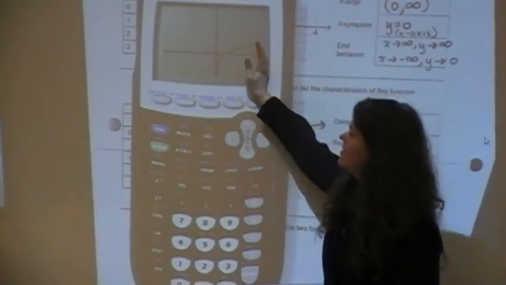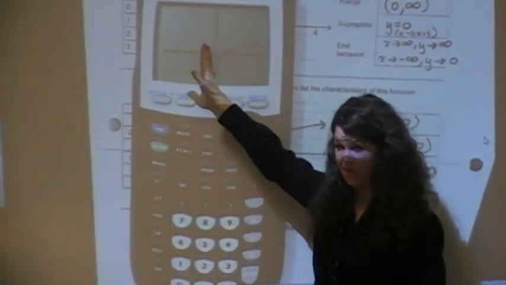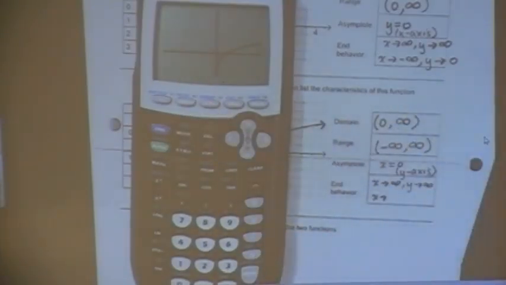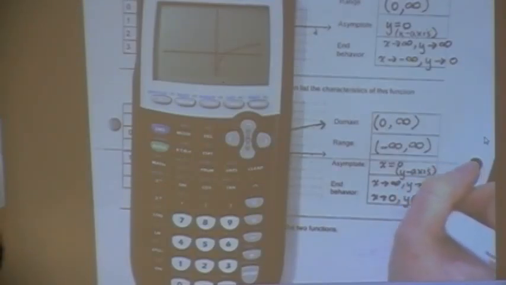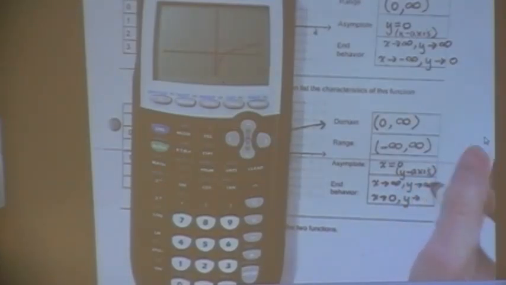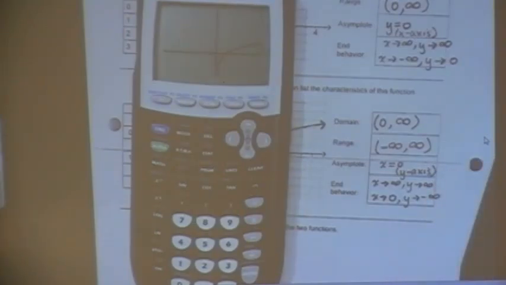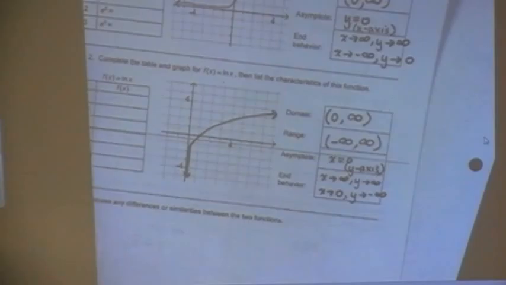Now, this end behavior is a little bit different. Because my left end behavior, x doesn't even go to infinity. As I read this graph this way, from right to left, x only goes to 0. That's as far as it can go because of the asymptote. So I can read it, though, as x is going to 0. Where is y going? Negative infinity.